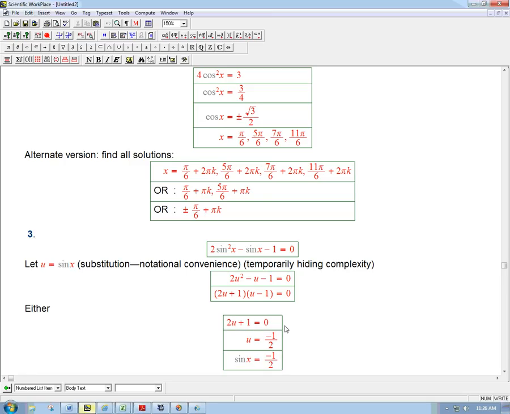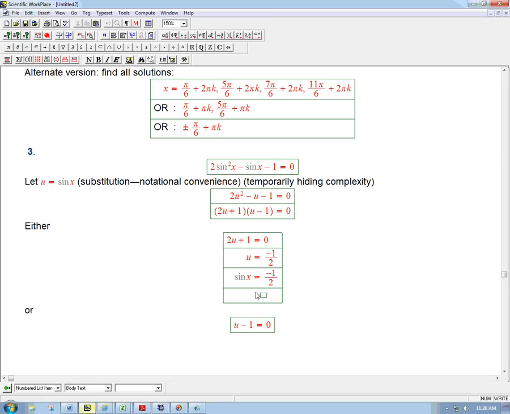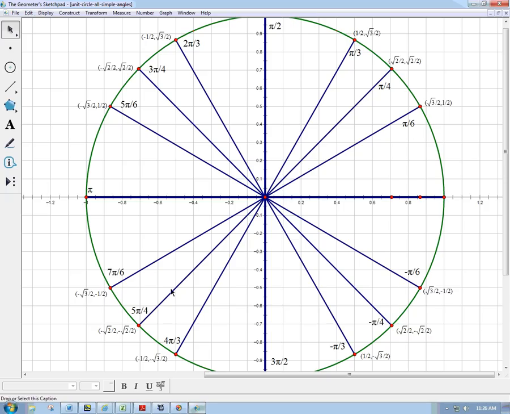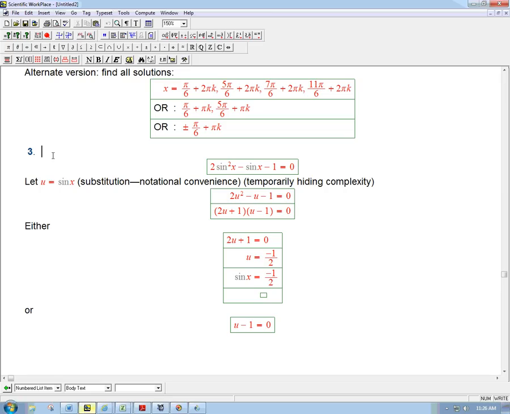Hey, that looks familiar. Okay, now we just need the points on the unit circle that have height minus 1 half. Those are these guys. So minus pi over 6 and 7 pi over 6. Oh, I need explicit instructions. Let's find all solutions.